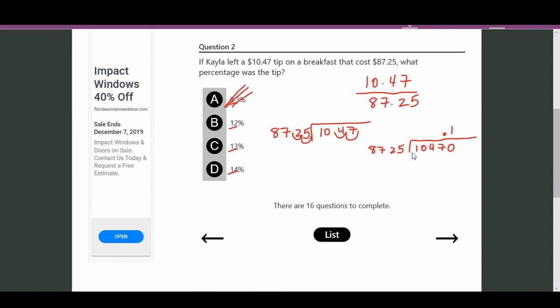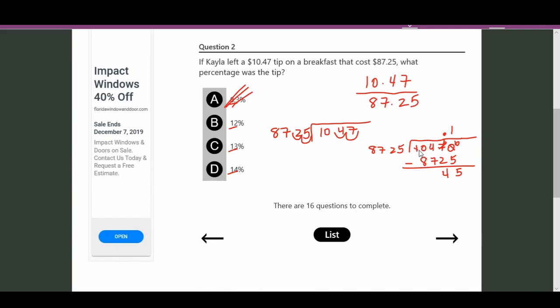8,725 times 1 gives you 8,725. So we're going to subtract. You can't do 0 minus 5. We have to borrow. This becomes 6. This becomes 10. 10 minus 5 is 5. 6 minus 2 is 4. 4 minus 7, again, we can't do because that is too small. We have a 0 to borrow there, so we can't do that.